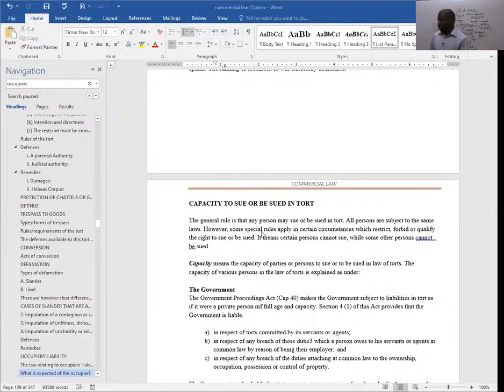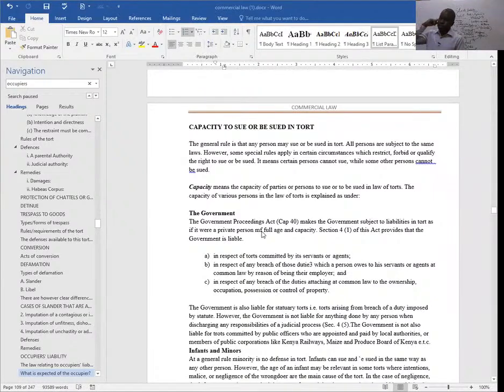So the government is liable, for example, in respect of torts committed by its servants or agents. So any wrong committed by an officer of the government will be held personally responsible. It is also liable in respect of any breach of those duties which a person owes to his servants or agents at common law by reason of being their employer, and in respect of any breach of duties attaching at common law to the ownership, occupation, possession, or control of property. So the government can be sued for any form of tort or wrong committed against a person.